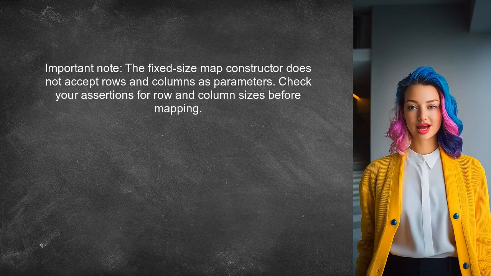However, it's important to note that the fixed-size Map constructor does not accept rows and columns as parameters. This can be a bit tricky, so make sure to check your assertions for row and column sizes before mapping.